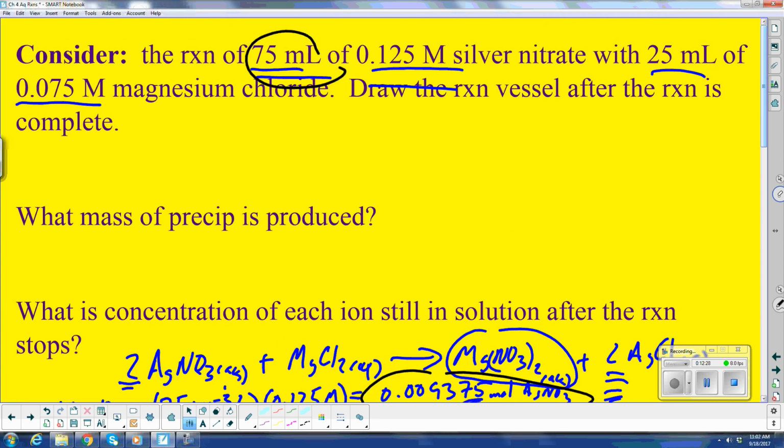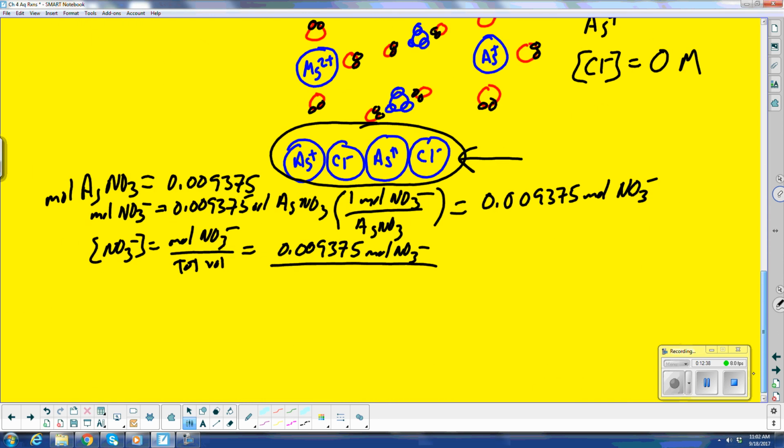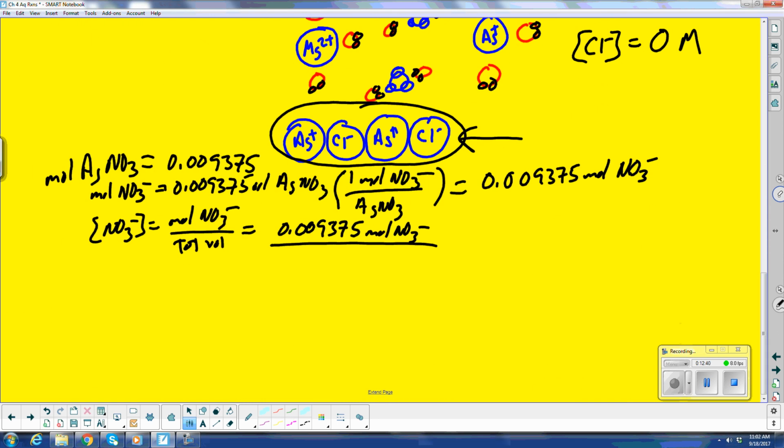75 plus 25 milliliters looks to me like 100 milliliters. So let's go down here. Moles divided by 100, but I don't need milliliters, I need liters. So I have 0.009375 divided by 0.1, it turns out to be 0.094 molar. That is the concentration of my nitrate. Good. So we've taken care of 2.